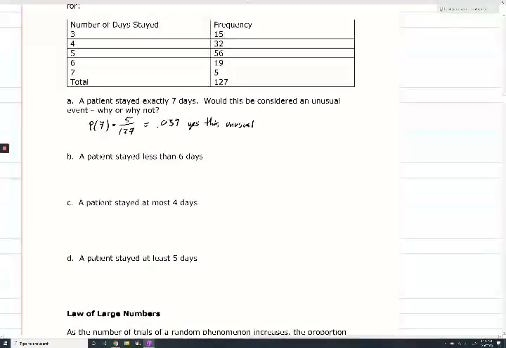All right, next one: stayed less than 6 days. So, less than 6 days means 3, 4, or 5 days. So that means we need to add the number of people that stayed for 3, for 4, and for 5 days. And so that gets us 15 for 3 days, plus 32 for 4 days, and 56 for 5 days, which is a total of 103 out of 127 people.